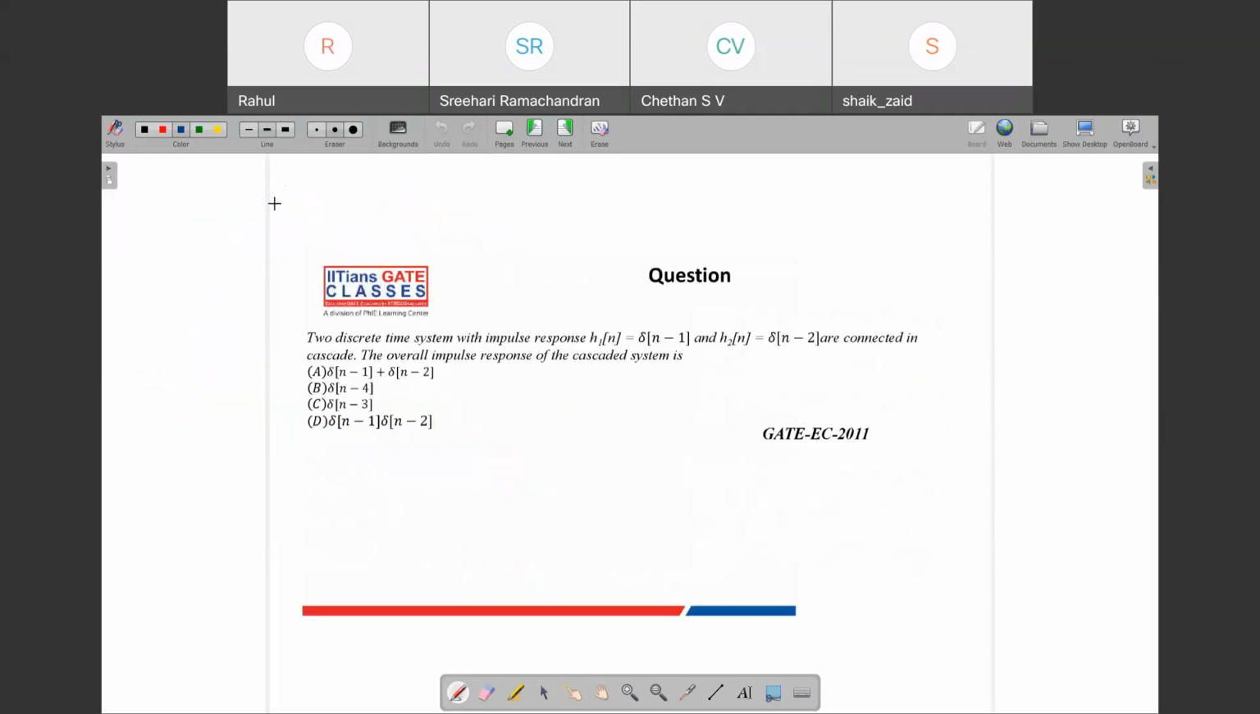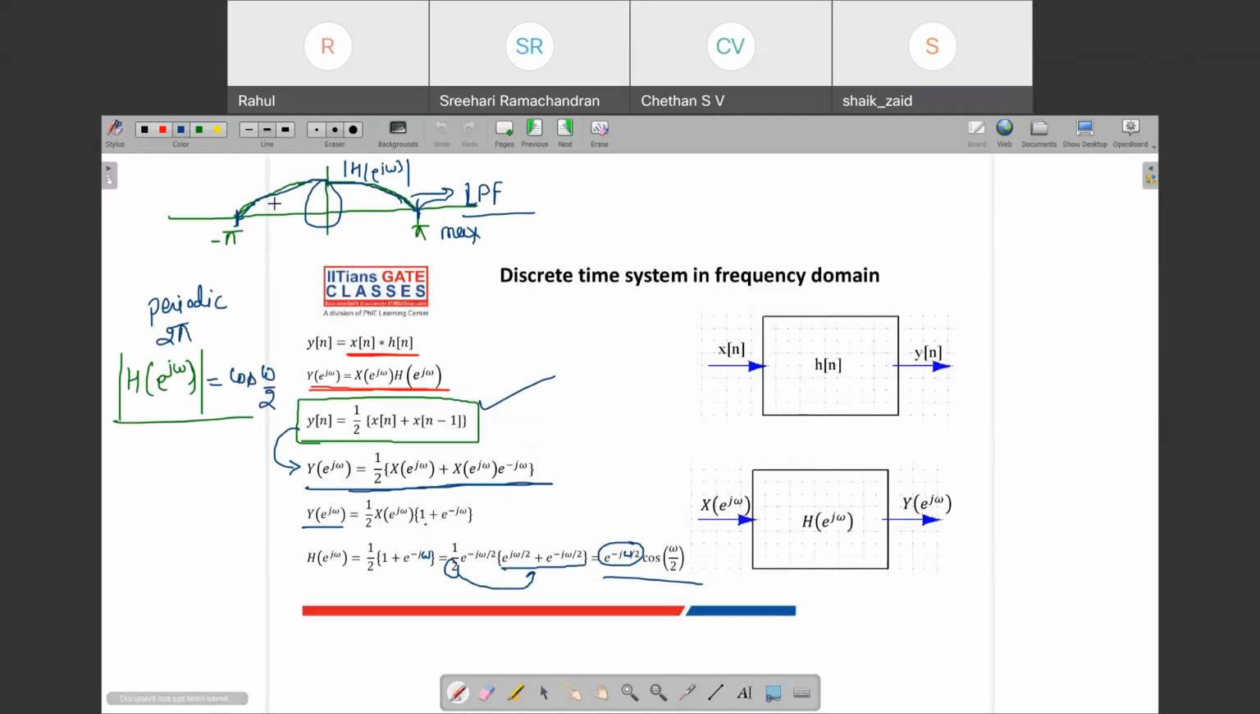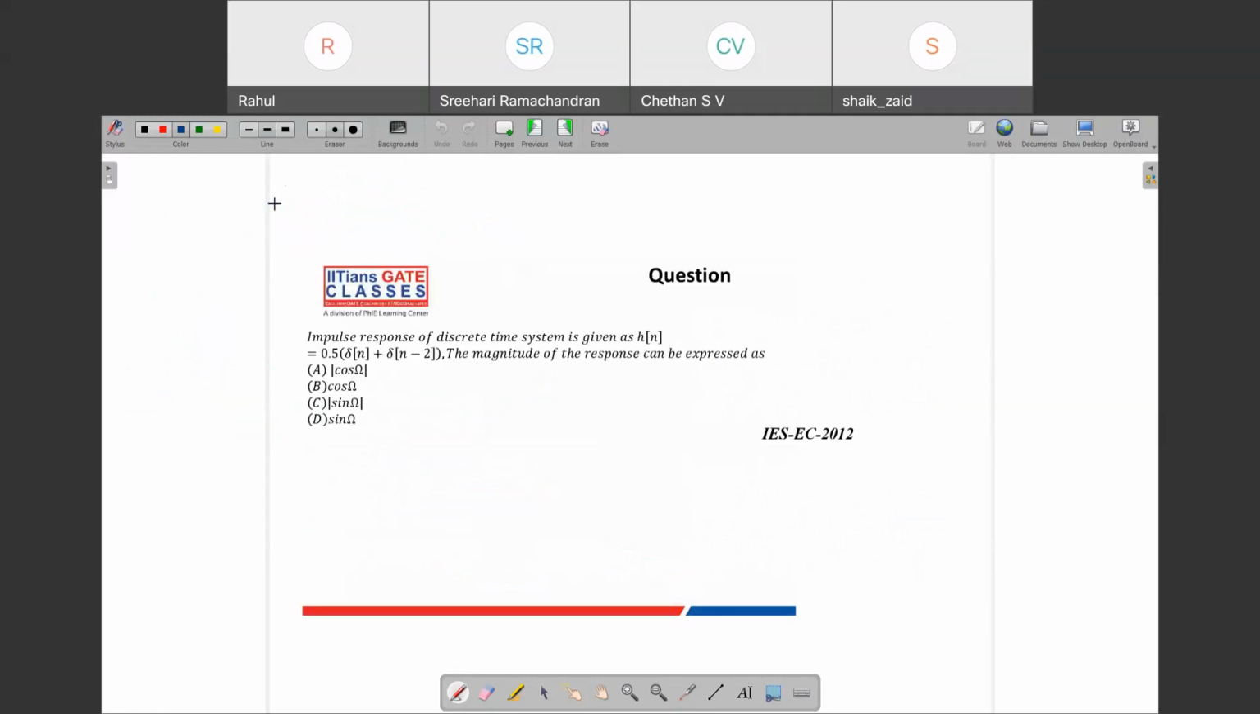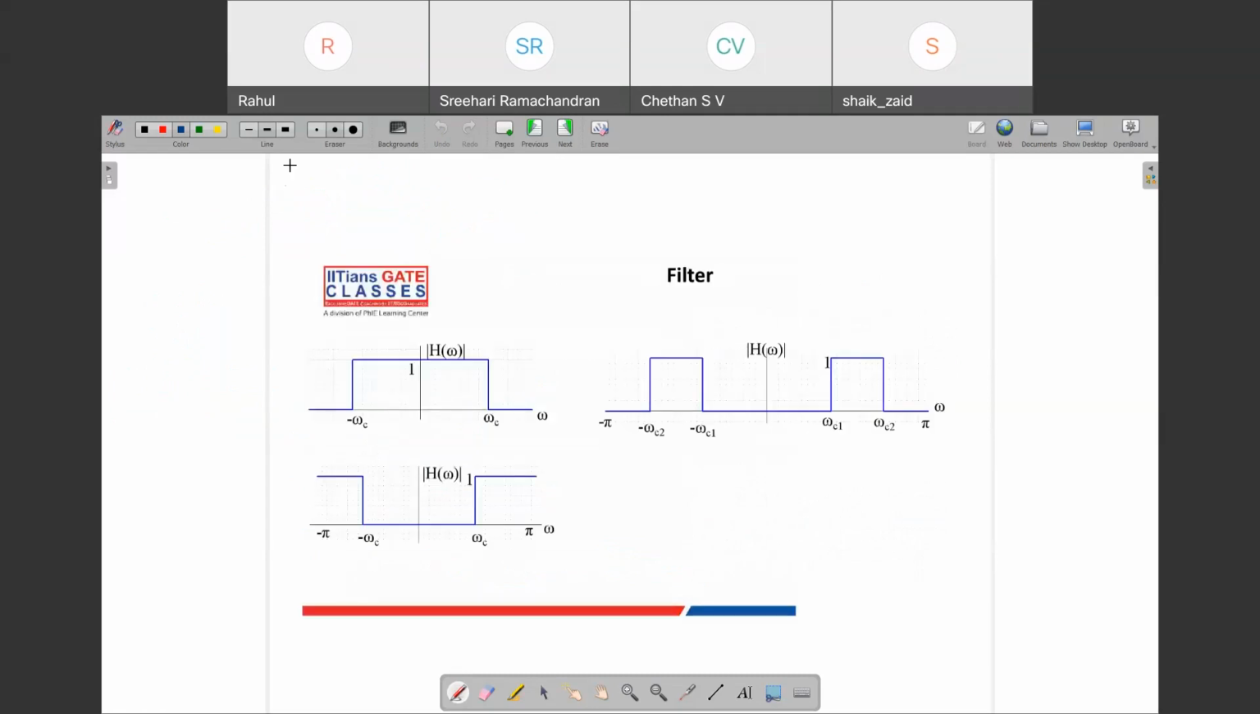Sir, can you tell me how to take the previous one? Yeah. How to take? Can you repeat that, sir? Okay. Let me just go through the filter, then it will be clear.